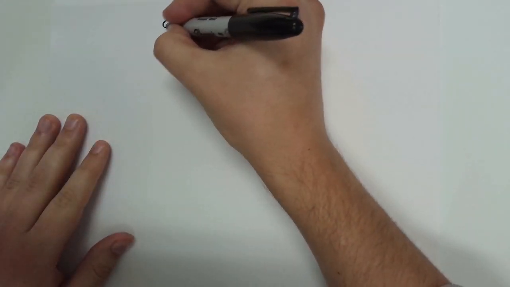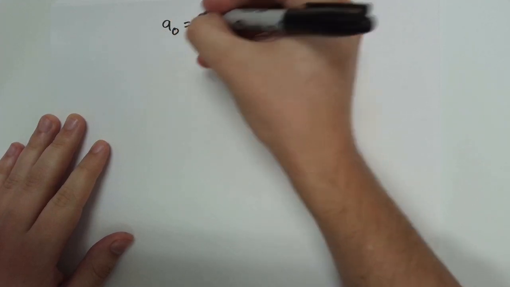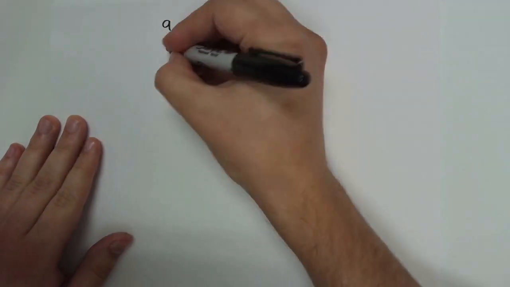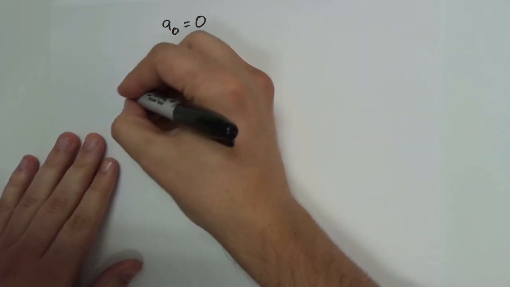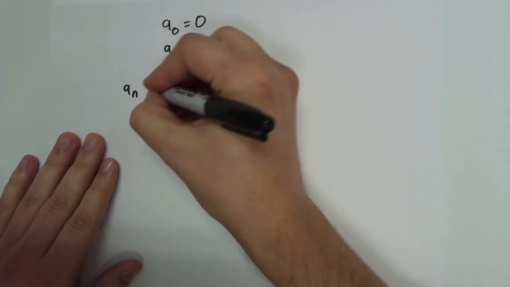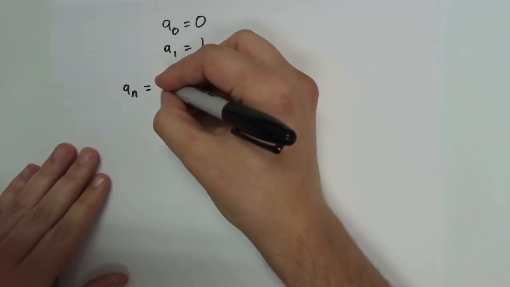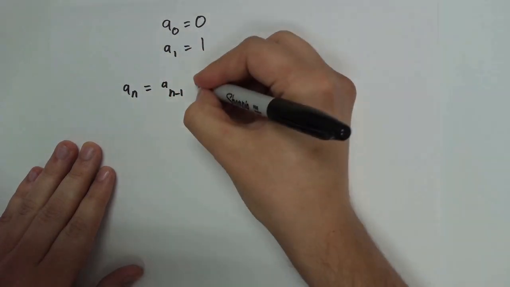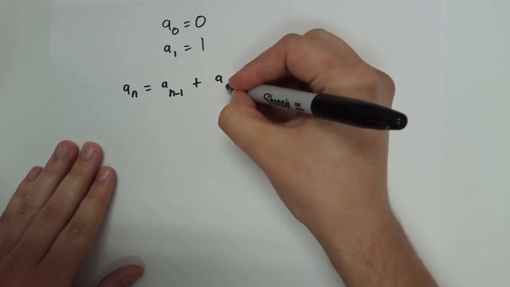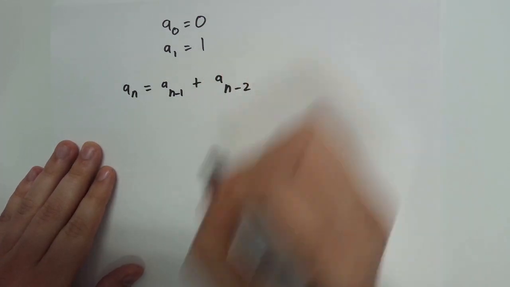So let's start with this. Let's say a sub 0 is 0, and that a sub 1 is 1. And now we can build up our recursive formula. In this case, we're going to say that a sub n is the sum of the previous two. So how do we get the previous element? Well, that's going to be a sub n minus 1. And what was the one before that? Well, it was a sub n minus 2.